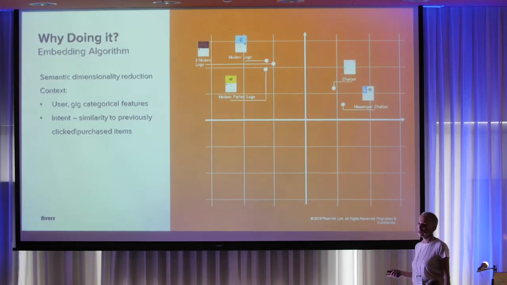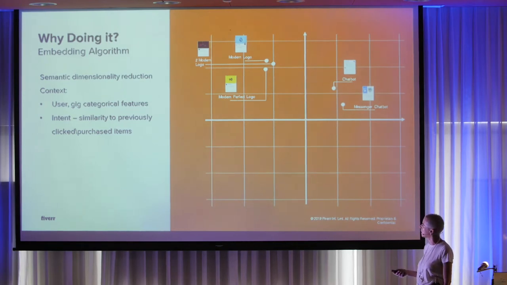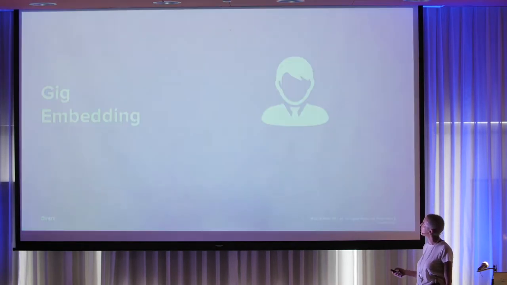So why are we doing it? We're doing it because this provides us a semantic dimensionality reduction of our entities. And I will describe two use cases where we are using it as features to the ranking algorithm. The first one is where the context is the user itself, like the country of the user. And the second one is to create features which represent the intent of the user, like the session of the user today or the previous history that the user has on the website. So let's start with the second use case.